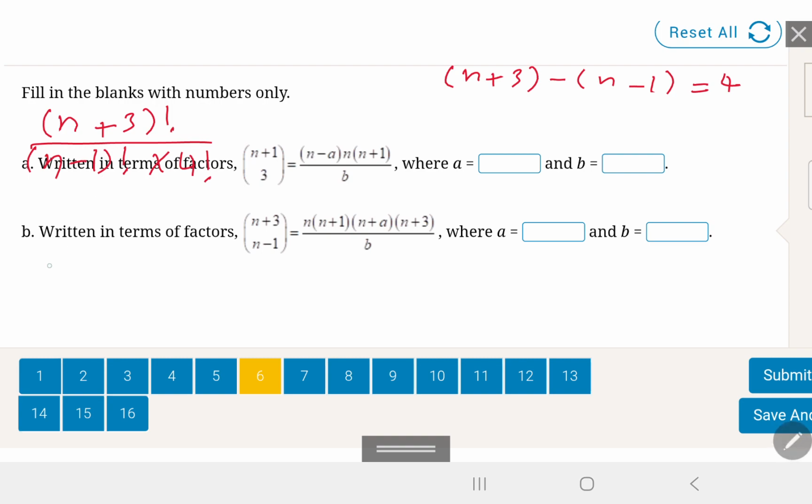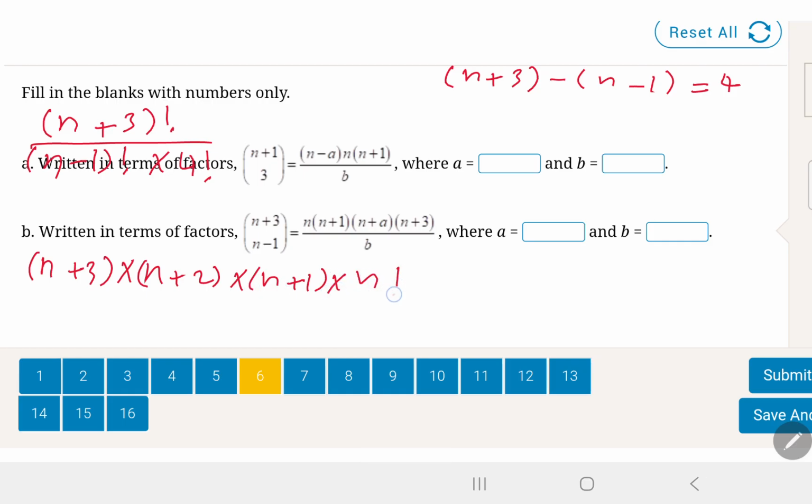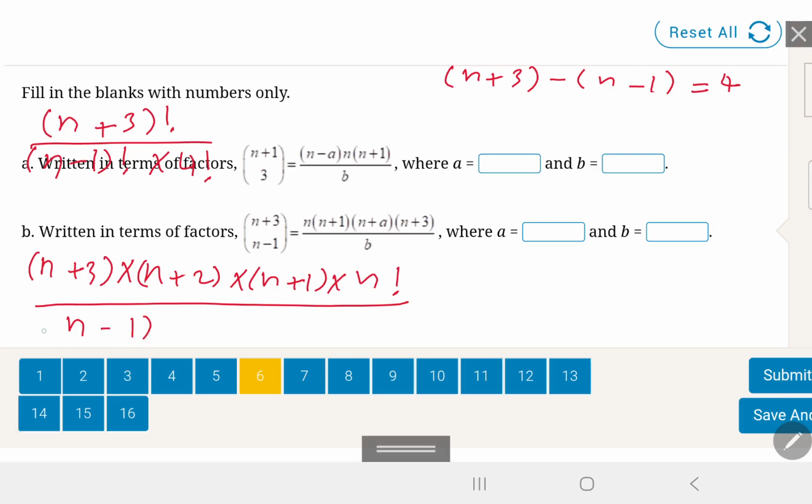At the top you have n plus 3 times n plus 2, they are decreasing 1, times n plus 1 times n factorial, divided by n minus 1 factorial times 4 factorial.